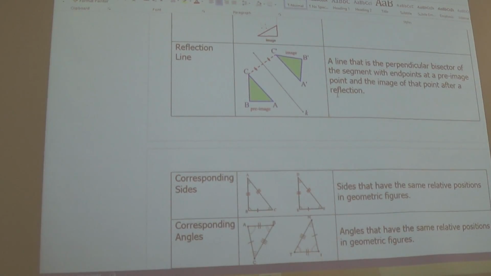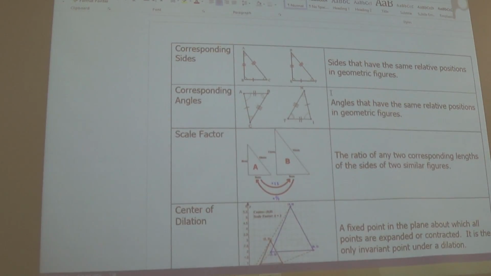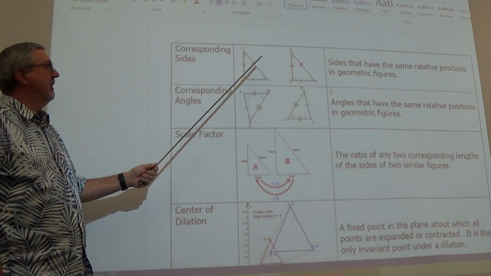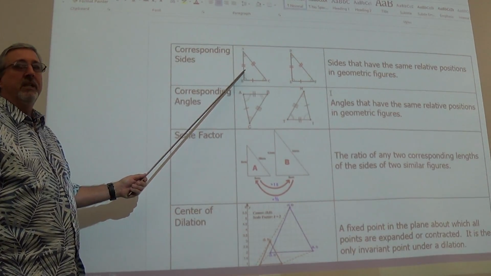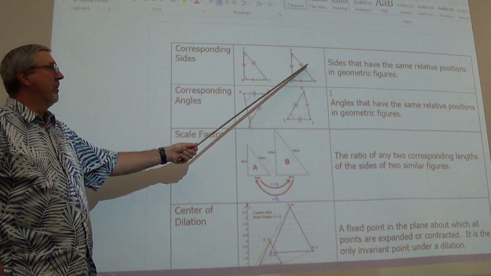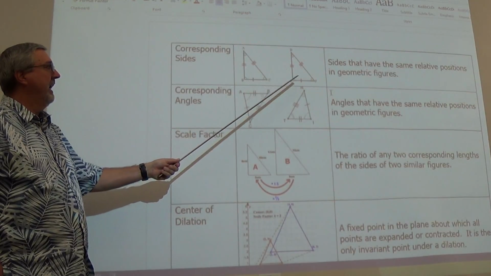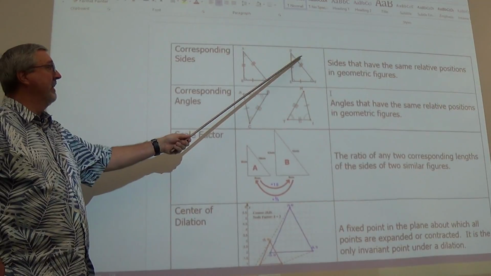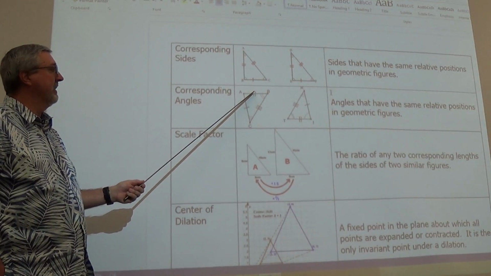We have corresponding sides. Corresponding sides are sides that have the same relative positions in geometric figures. Okay, relative position. So for example, these two sides here are corresponding sides. If you look at this triangle, this side matches up to this side, this long side here matches up to this side, and this short side here matches up to this side. As well as the angles. We'll do the same thing, and we're going to talk about that next.